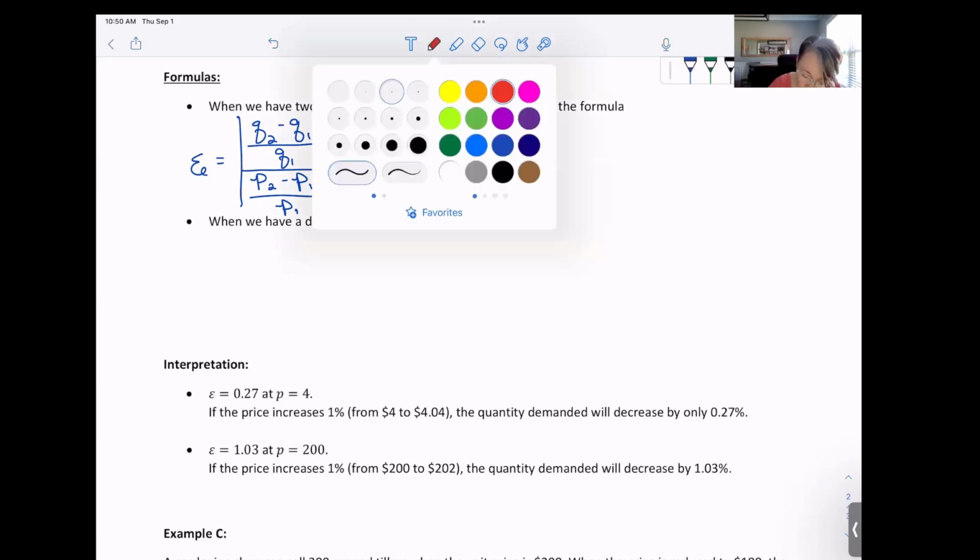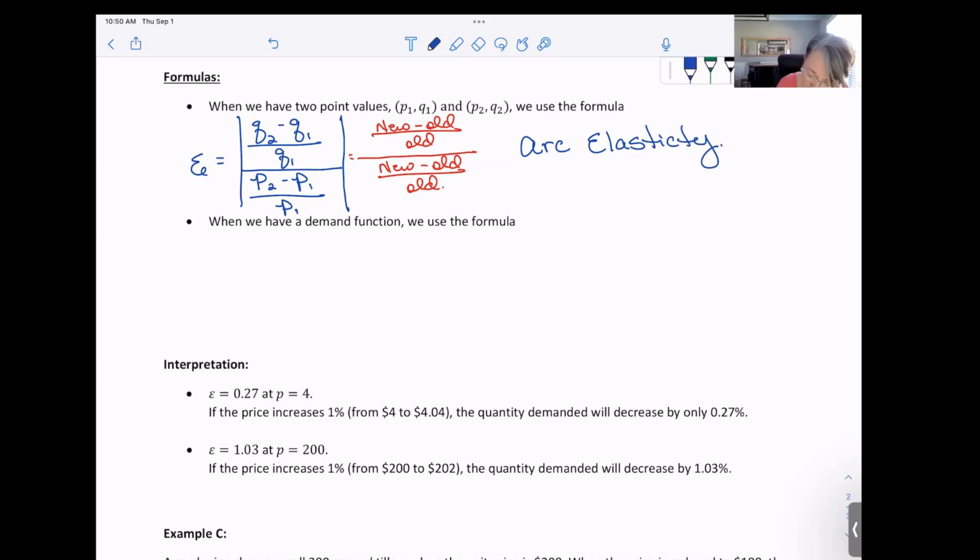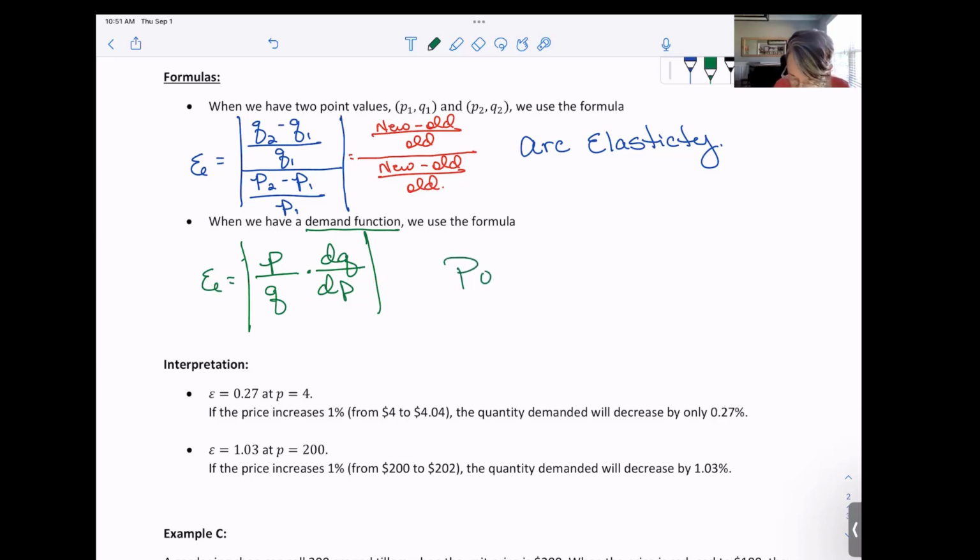Sometimes people get the Q2 and Q1 confused, but you're always comparing to the price you started with. This is called arc elasticity. Those big lines are still absolute value; we're not looking at negative elasticity values. Now, if we are given a demand function, the formula for the elasticity is the price divided by quantity, times the derivative of the demand function with respect to P. The key is that the demand function needs to be Q with respect to P. This is also called point elasticity.